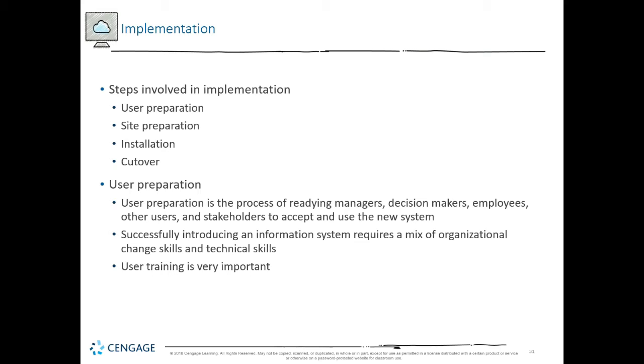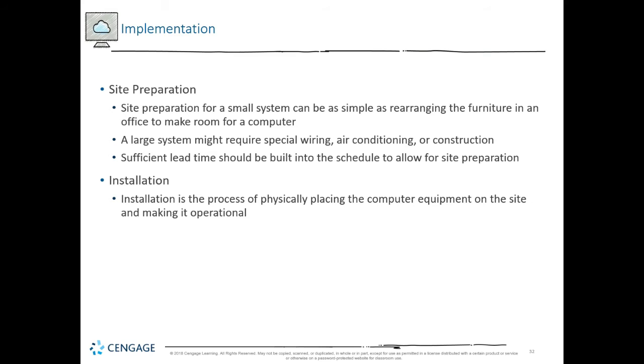Implementation. Steps involved in implementation: user preparation, site preparation, installation, cutover. User preparation is the process of readying managers, decision makers, employees, and other users and stakeholders to accept the use of the new system. Successful introduction of the information system requires a mix of organizational change skills and technical skills. User training is very important.